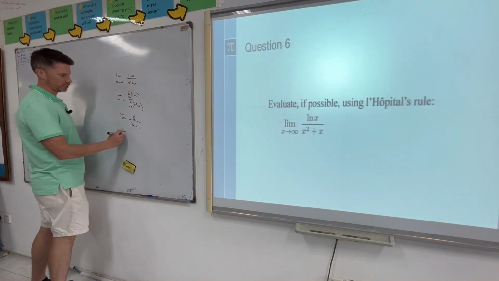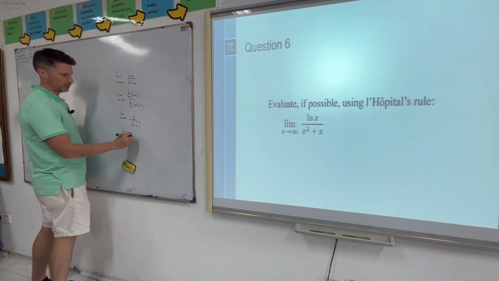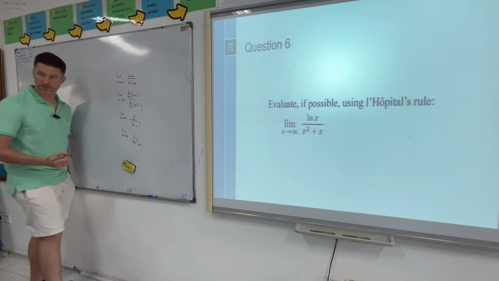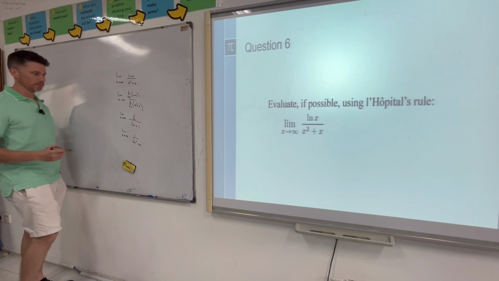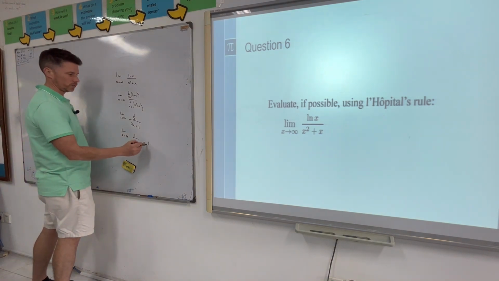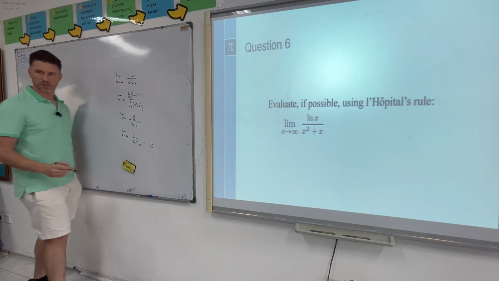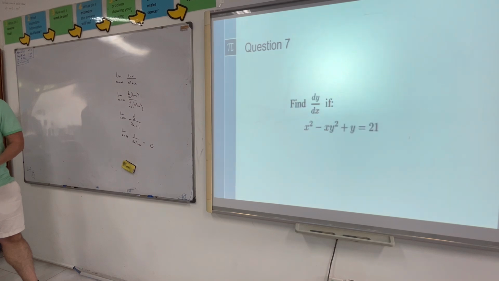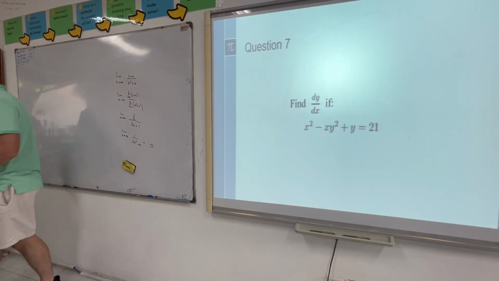Okay, so what we're actually looking at then is 1 over 2x squared plus x, which gives an answer. So when I apply the limit to infinity, it's 1 over something really big, which is going towards 0. Okay, tricky one there maybe if you forgot L'Hopital's rule. Let's look at question 7.